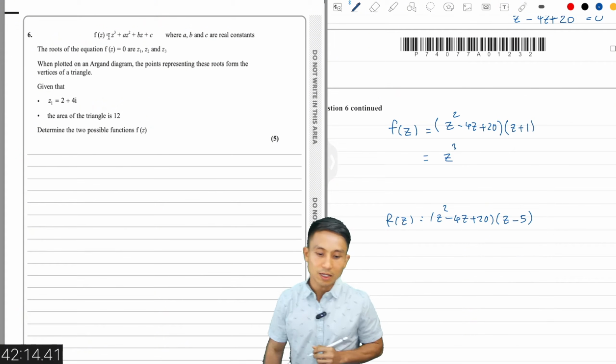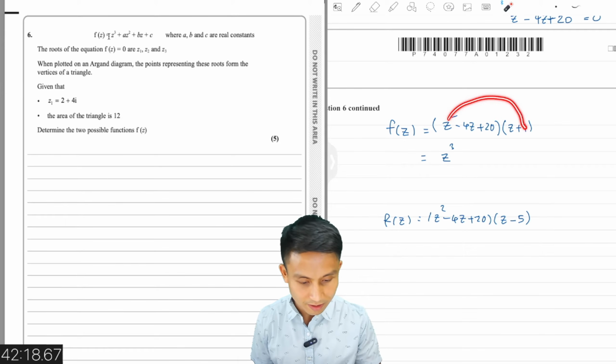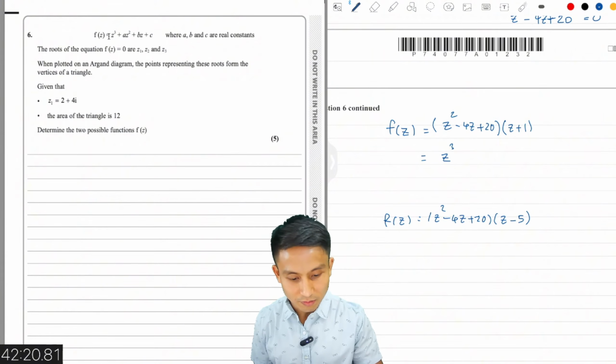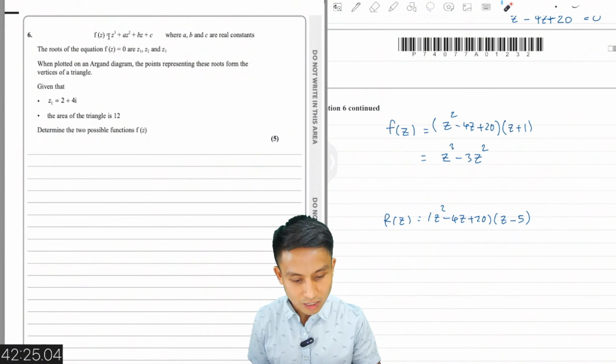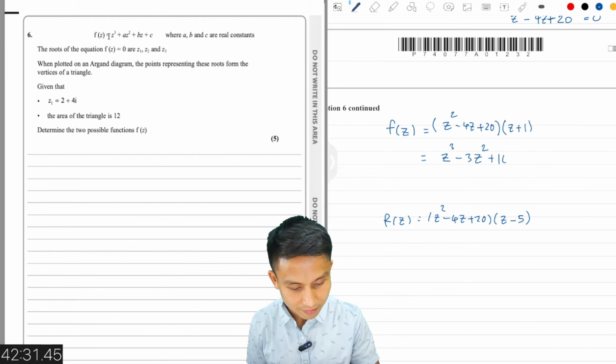And then for the z squared term, you have 1 minus 4, so that's minus 3z squared. For the z term, you would have minus 4 and plus 20, so that's plus 16. And the number term would be 20.